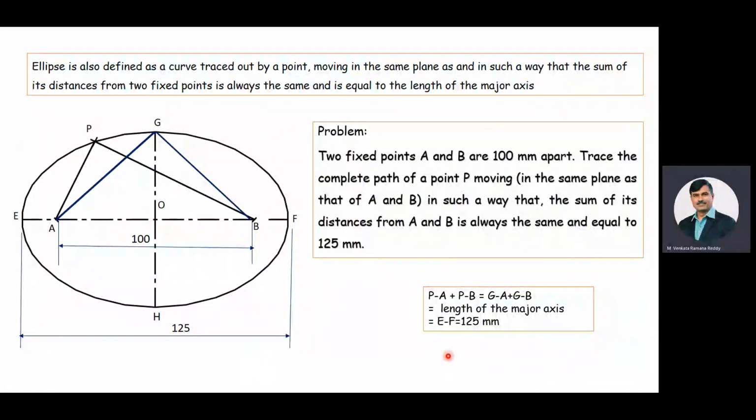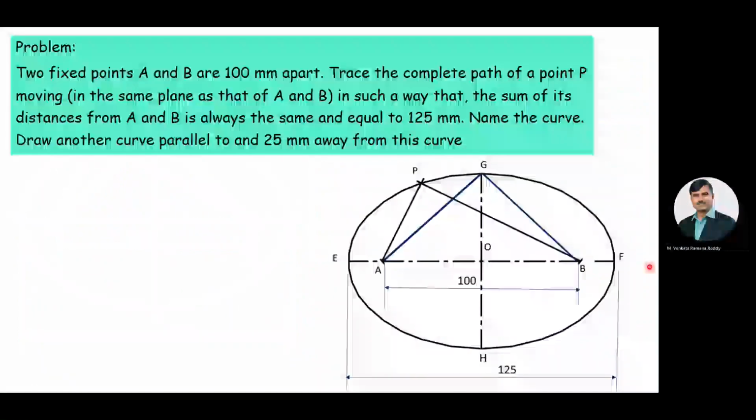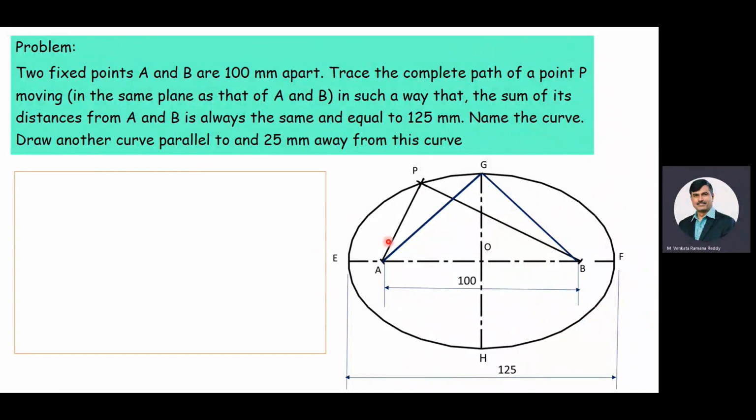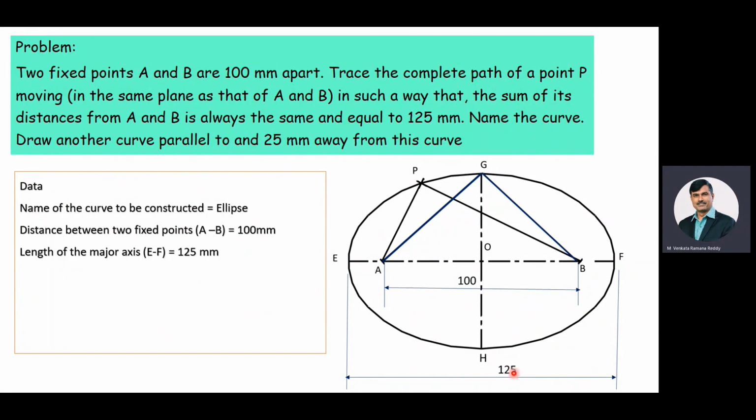With this fundamental concept of the definition of an ellipse, we will enter into writing the data related to the given problem. Here, the name of the curve to be constructed is ellipse, the distance between two fixed points, say A to B, is 100 mm, the length of the major axis, say E to F, is equal to 125 mm, and the length of the minor axis is not given in the problem.